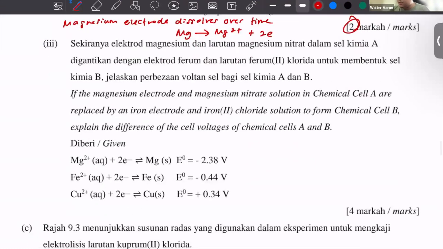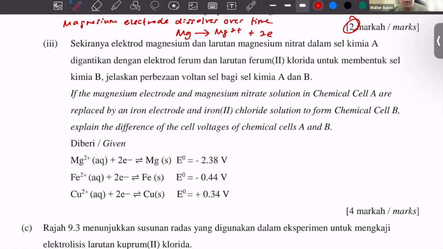For number 3, if the magnesium electrode and magnesium nitrate solution in chemical cell A are replaced by iron electrode and iron 2 chloride solution from chemical cell B, explain the difference in cell voltages of the chemical cells between A and B. So if you were to replace the magnesium with iron electrode, and then you try to measure the cell voltage of both the cells, what will happen? So you have to use this way to calculate. You're supposed to calculate the voltage produced.